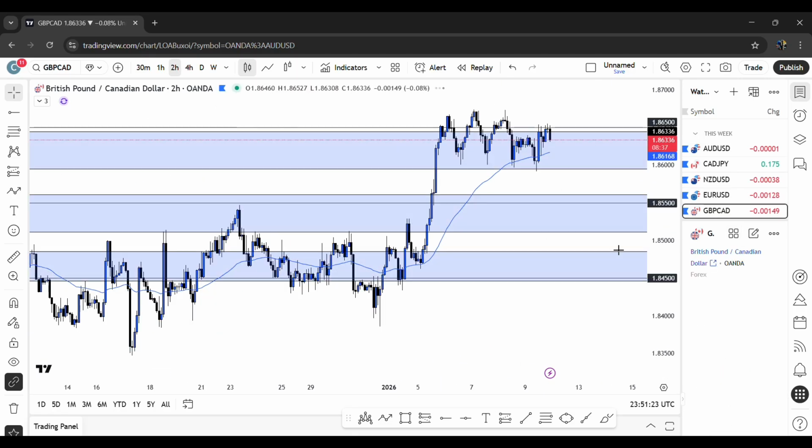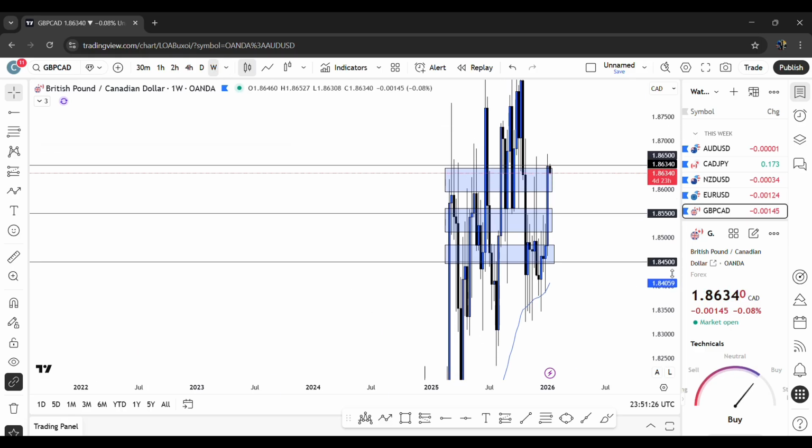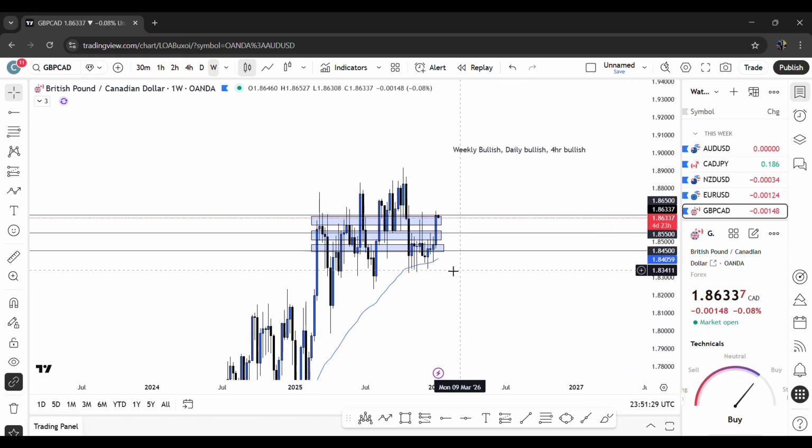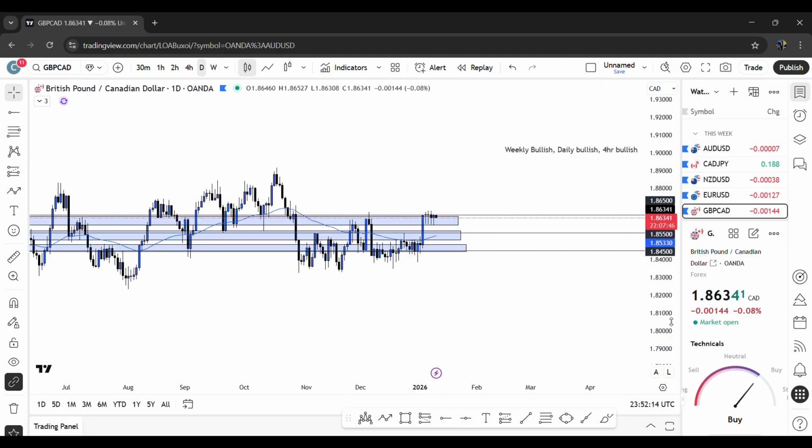Okay, and the last one is GBP CAD. So GBP CAD on the weekly, if we look, it's bullish. Why? Because it was making higher lows, higher highs. Price has broken below this previous higher low, making it bearish, and then price has broken again below this lower low, and now the price has broken above this previous lower high, which makes it bullish. So weekly is bullish. If we drop down to daily, then daily is also bullish.